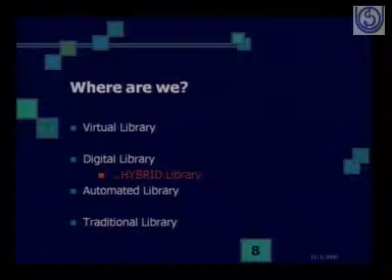So let's take a look at where we are now. Are we in the virtual library era? No, not yet, because the virtual library is still something that has to be developed and used by users, and a lot of expense is involved in that. Secondly, the digital library. Are all the libraries digital libraries?